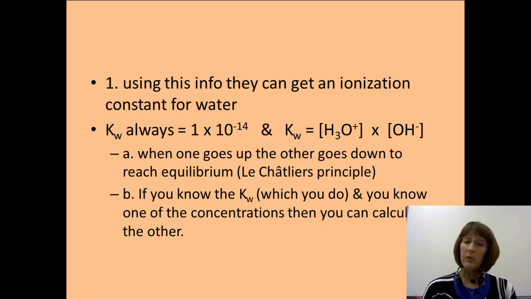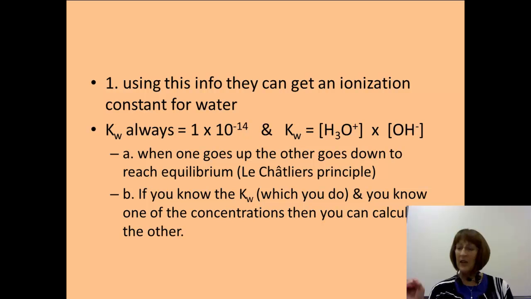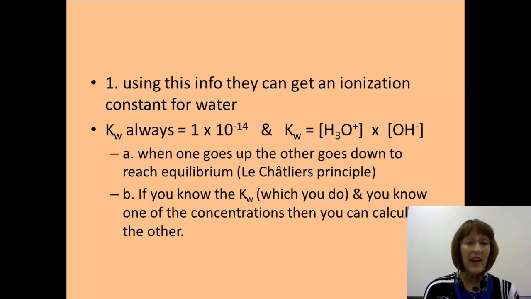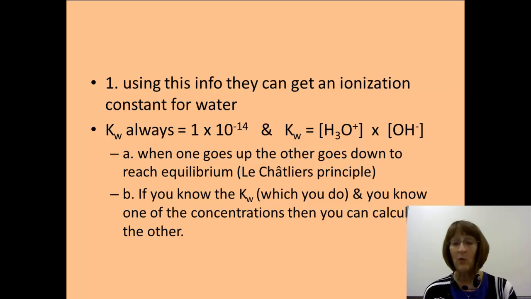When one goes up, the other goes down to reach equilibrium. Le Chatelier was the guy who said, if you have this whole system balanced out in equilibrium and you mess with one side, it's going to get wonky for a bit, but then it's going to come to a new balance or a new equilibrium. If you know Kw, which you do, it's 1 times 10 to the negative 14, and you know one of those 2 concentrations, then you can calculate the other.